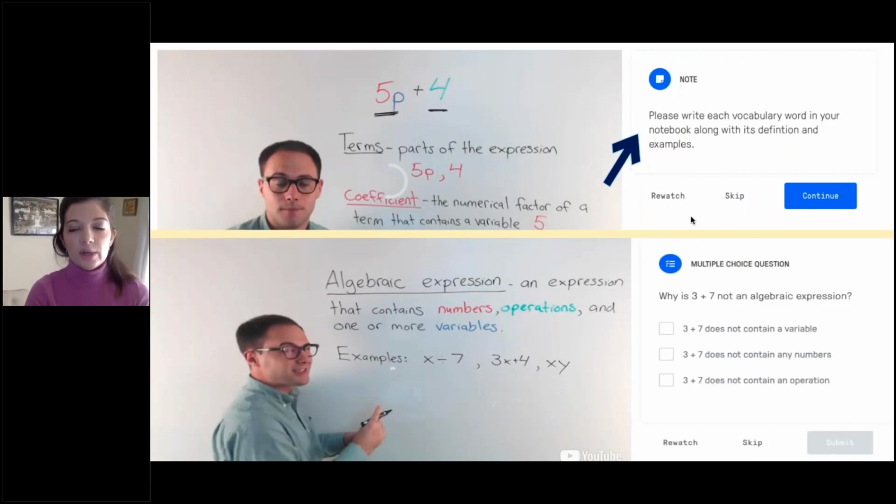Okay, so here are some examples of what was already in this video. I just clicked on that little upside down water drop, and I can see there's a note here. He's indicating, please write each vocabulary word in your notebook. Like I said, that's a good way to use notes if you want them to do something in a different location. And then a multiple choice question.